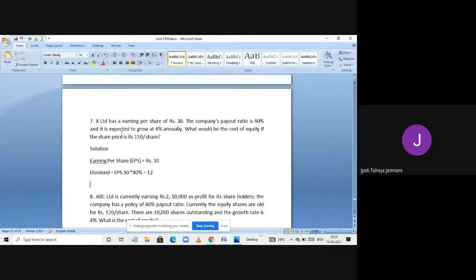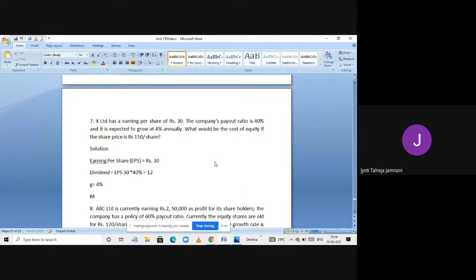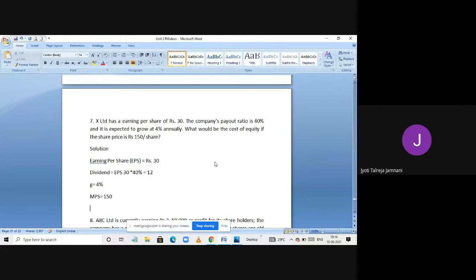Then they have told us it is expected to grow at 4% annually. So growth rate is 4%. What would be the cost of equity if the share price is rupees 150 per share? So they have given us the market price per share, which is 150. So we have all the values. Instead of giving dividend, they gave you earning per share. That's the reason we had to calculate dividend. They'll give you the payout ratio, and whatever is the payout ratio, that much percentage of EPS will be the dividend.